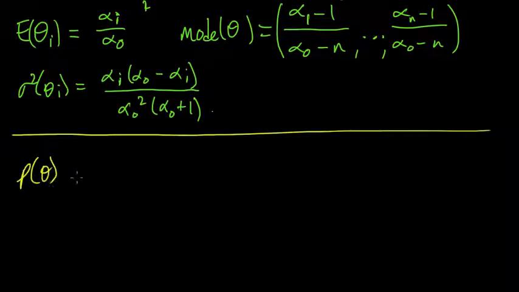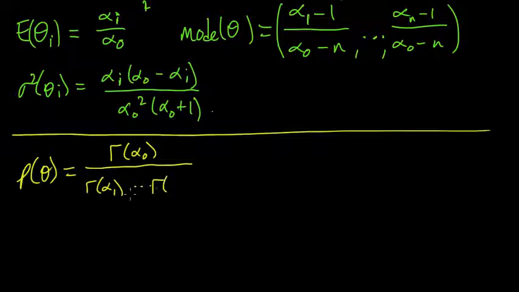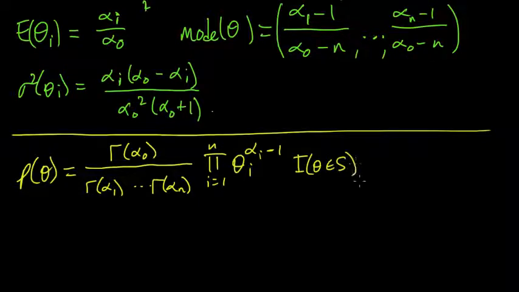So the density, probability of theta equals 1 over, let's go ahead and write out what that beta function is. It's just the gamma function of alpha 0 times the product of all the other gamma of alpha 1 times gamma alpha 2 up to gamma alpha n, times the product as i goes from 1 to n of theta i to the alpha i minus 1 times the indicator of theta in S. And this is going to be our goal, to prove this expected value.